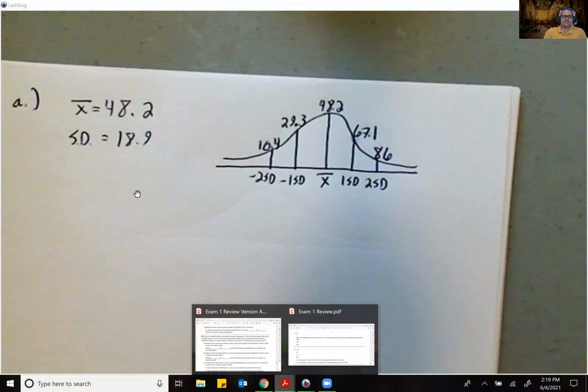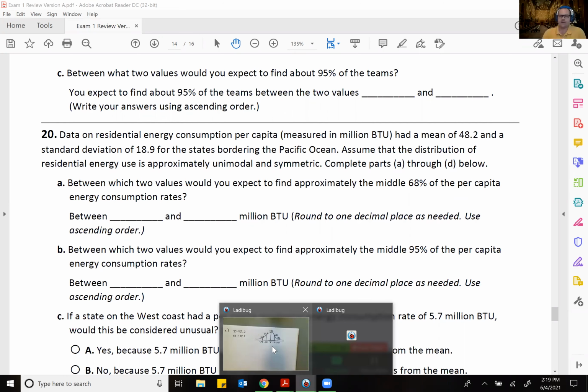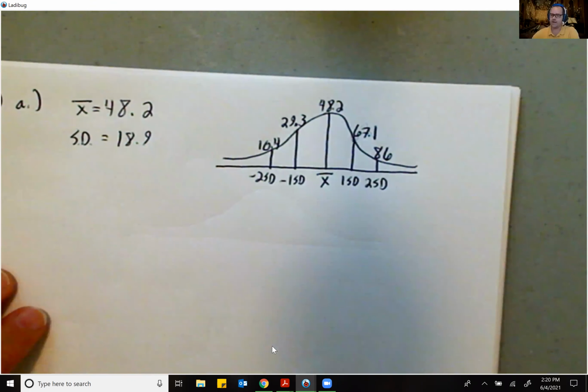So it says, consider which 2 values you would expect to find 68% of the data. So we want those 2 values. We're going to round to 1 decimal place. Well, all of our answers were 1 decimal place, so that's good. And make sure that they're in order from smallest to largest. Small to large. All right. So where is 68% of my data? Between 29.3 and 67.1. You got it.